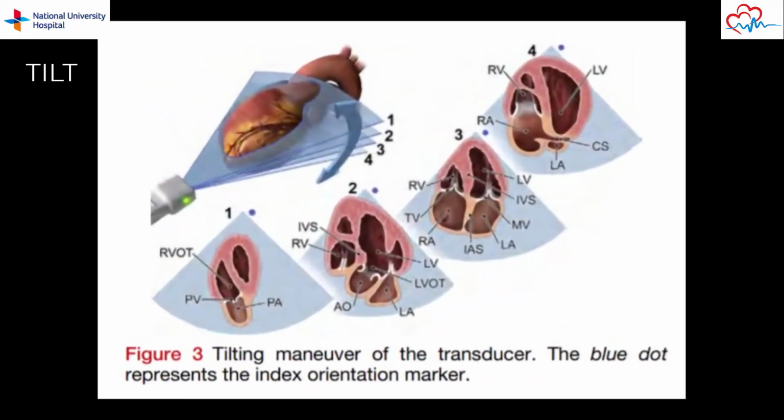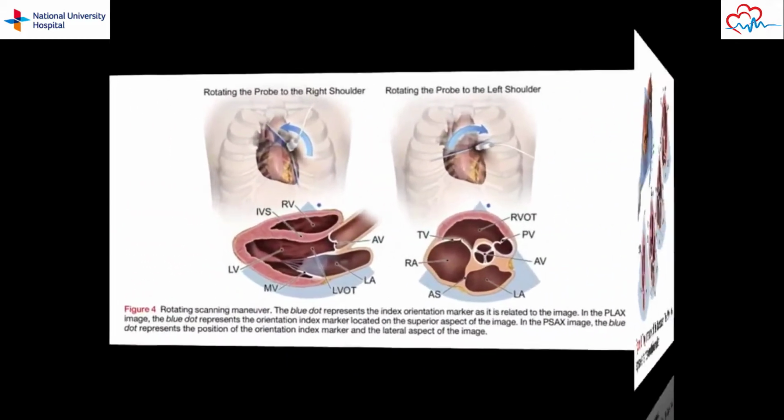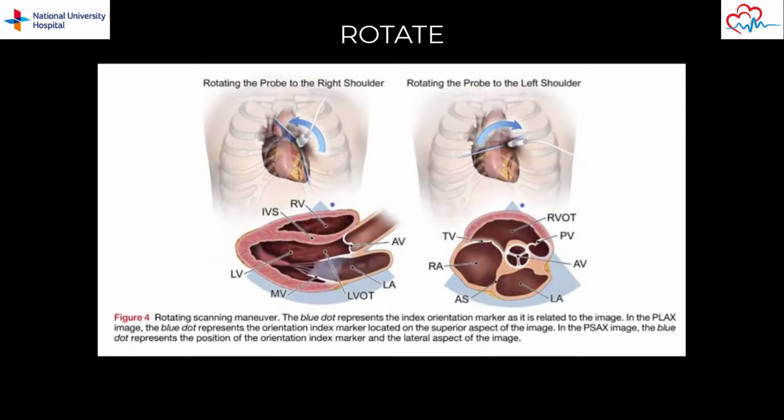Here we see the tilt maneuver. The term tilt refers to a movement in which the transducer is fixed in position. The face of the transducer is moved to demonstrate other image planes in the same axis. The term rotate refers to keeping the transducer in a stationary position but turning the index marker to a new position. An example would be moving from the parasternal long axis to parasternal short axis view.